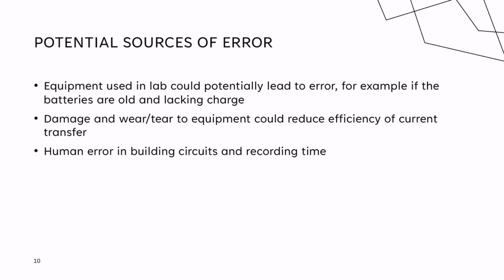Some potential sources of error could be the equipment used in lab, which could potentially cause problems if it was defective, or the batteries were old and the charges weren't accurate, things like that. And continuing on, damage, wear and tear to the equipment. And then also human error in building the circuits and recording the time could be a potential error, or just error in measuring the voltages and stuff.